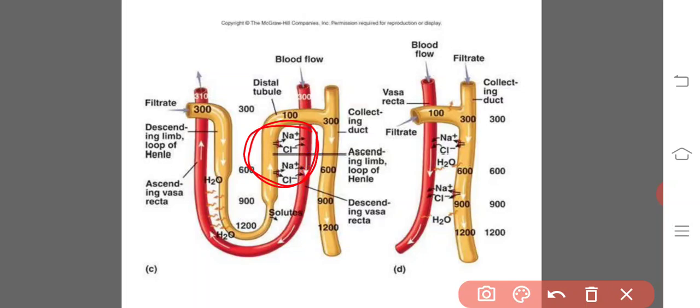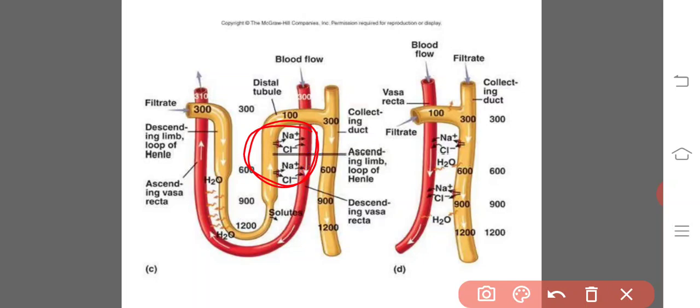And those systems which consume energy and maintain the concentration gradients are known as the countercurrent multiplier systems. What are the countercurrent multiplier systems? The systems which consume energy and maintain the concentration gradients in different regions of the kidney.